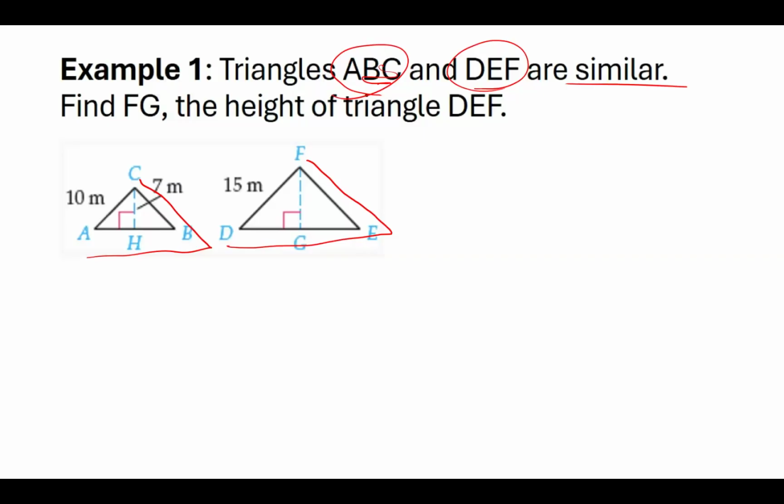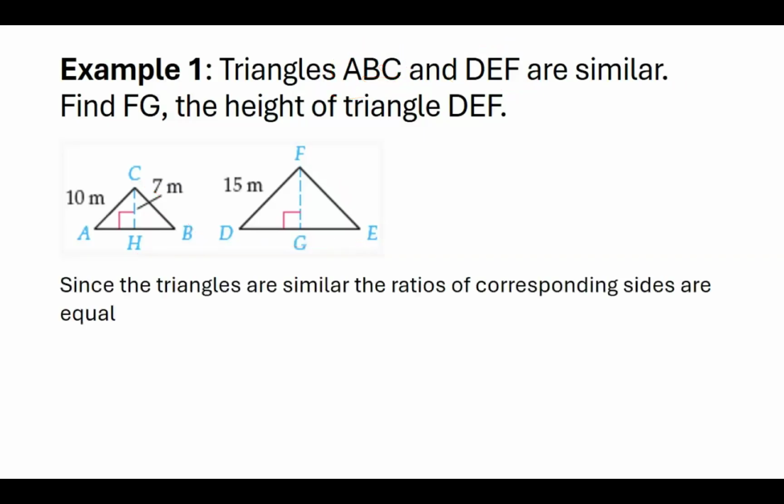So these two triangles are similar. We can see the shapes. It may not be clear, but on the smaller one, we actually know 10 represents this side, and on the larger one, DF represents that side. 15 is DF.